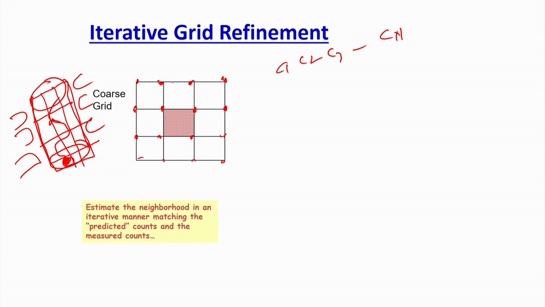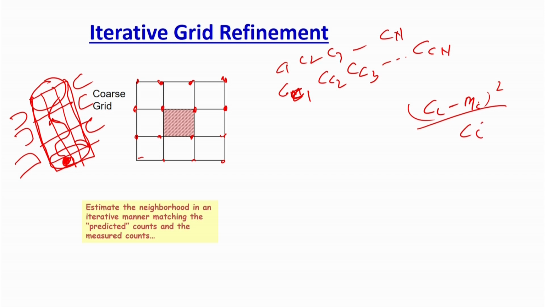For all these node points, I will call it the calibrated count, say Cc1, Cc2, Cc3 and so on, say Ccn. I will get these points. What we do is compare these two counts using the chi-square method. And what is the chi-square method? It is nothing but Ci minus Mi, squared, upon Ci. We minimize this value.